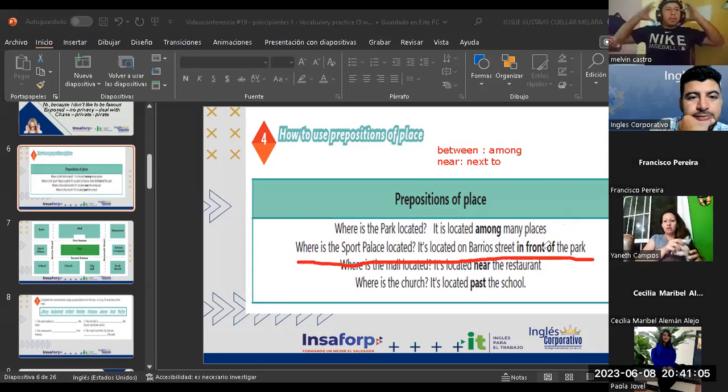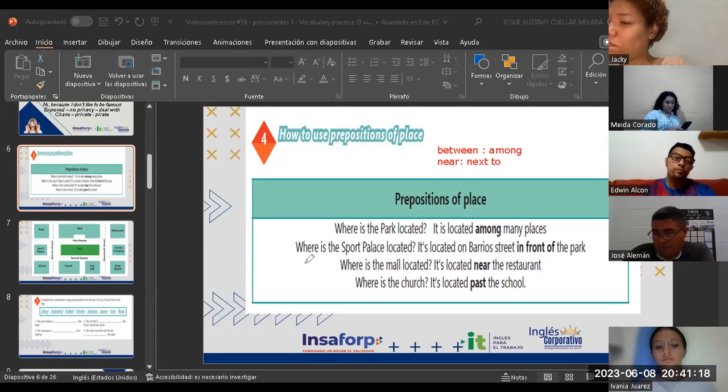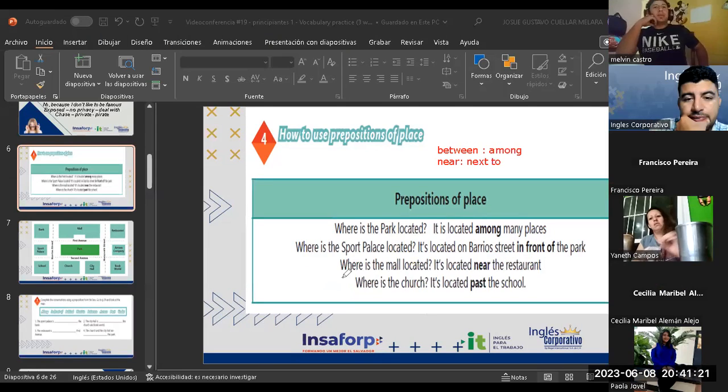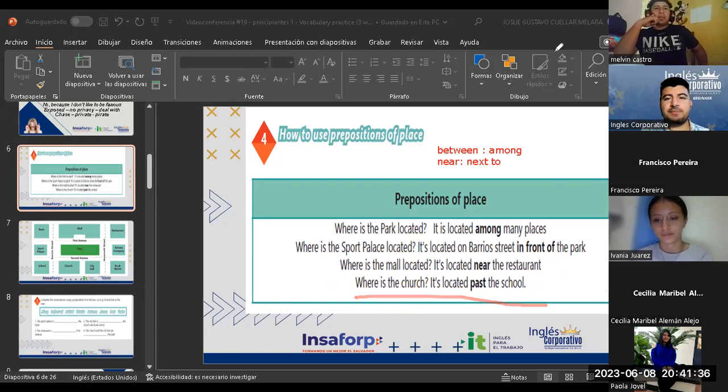Number 2, please. Where is the Sport Palace located? It's located on various streets in front of the park. Thank you. Very nice. Okay, we go with Ivania and then Janet. Okay, Ivania. Where is the mall located? It's located near the restaurant. Yeah, it's located near the restaurant. Es afirmativo. Thank you. And Janet, please, the last one.